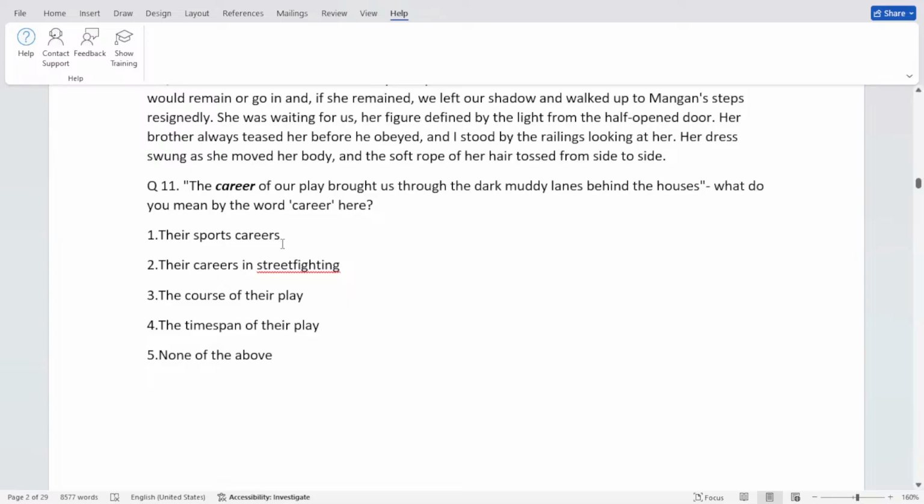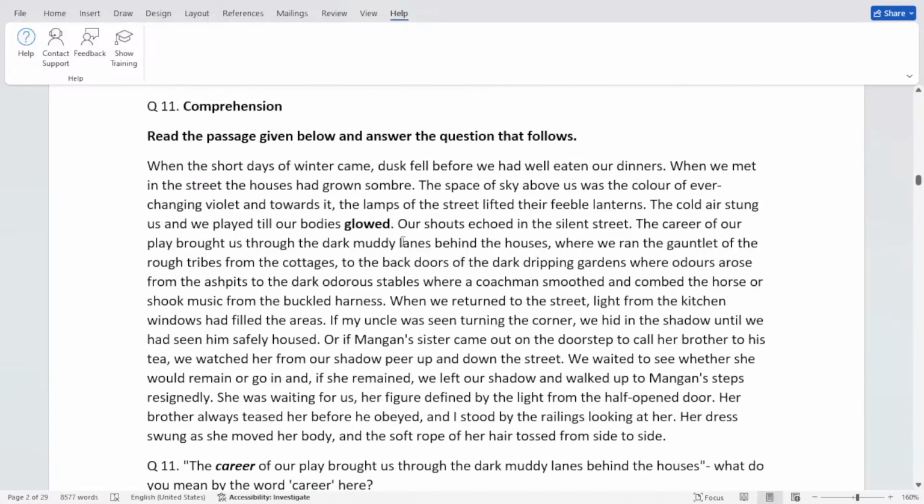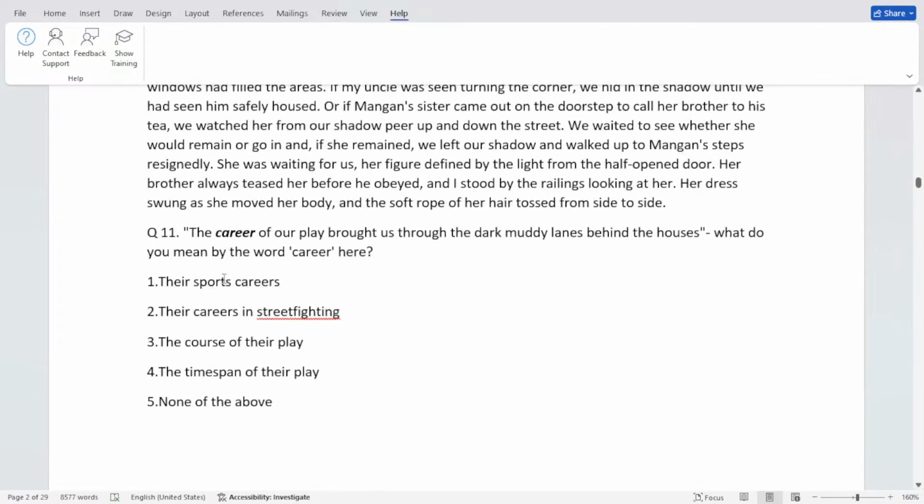So there is sports career. When we read the paragraph, we are able to get to know the course of their play brought us the dark muddy behind houses. We ran gently from the round tribes of the cottages. It is related to the course of their place in daily life, whatever they are doing related to that.